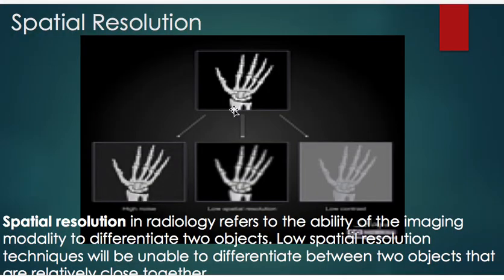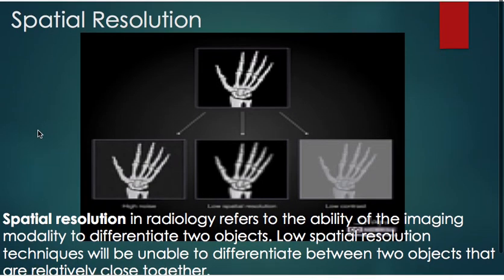This is another example of spatial resolution. What it refers to is the ability of the imaging modality to differentiate between two objects. So low spatial resolution technology will be unable to differentiate between two objects that are relatively close together.